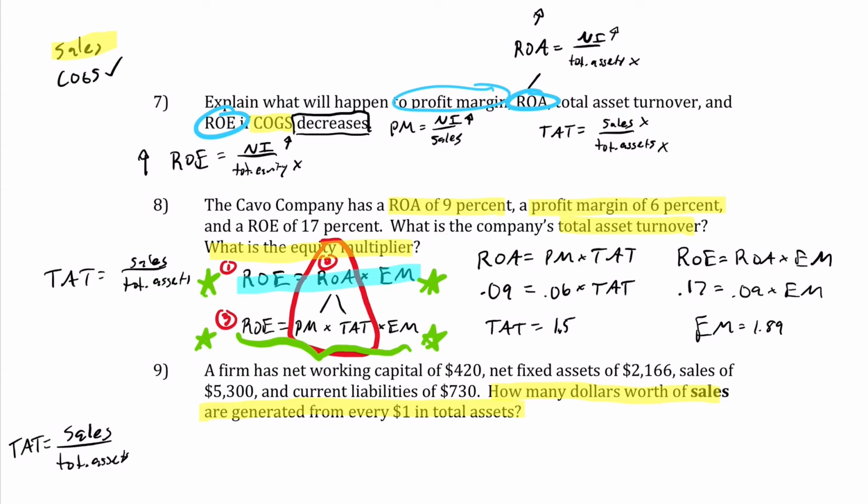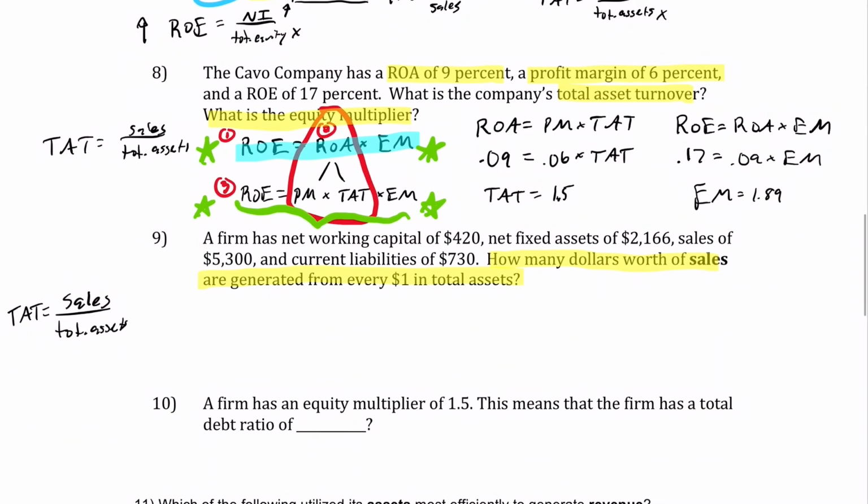So with our total asset turnover, I'm trying to figure out how do I get sales, how do I get total assets. As I work through this problem, I can see that I have sales given to me of $5,300.